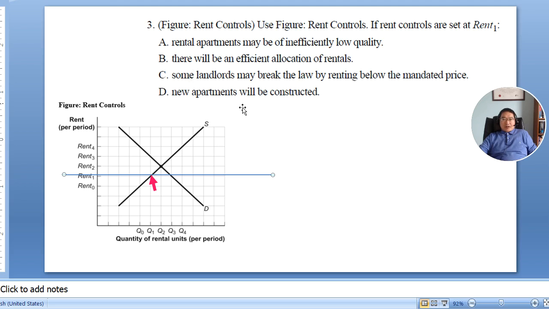D, new apartments will be constructed. No, only if you raise the market price, then they supply more housing to the market. Okay, if you make the market condition really adverse to the landlords, to the builders, then the supply won't be there. People won't have enough place to live. Okay, that is question 3.